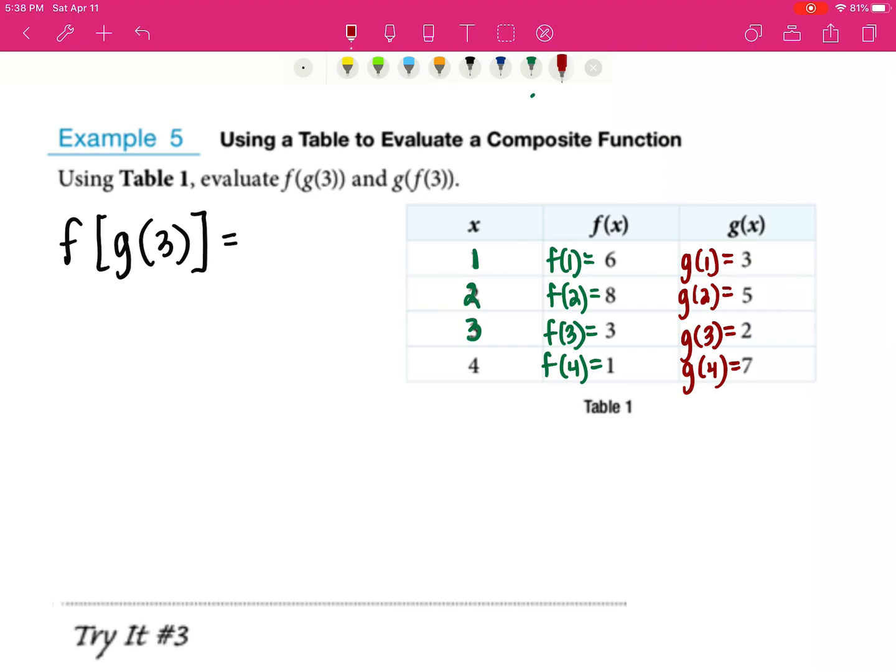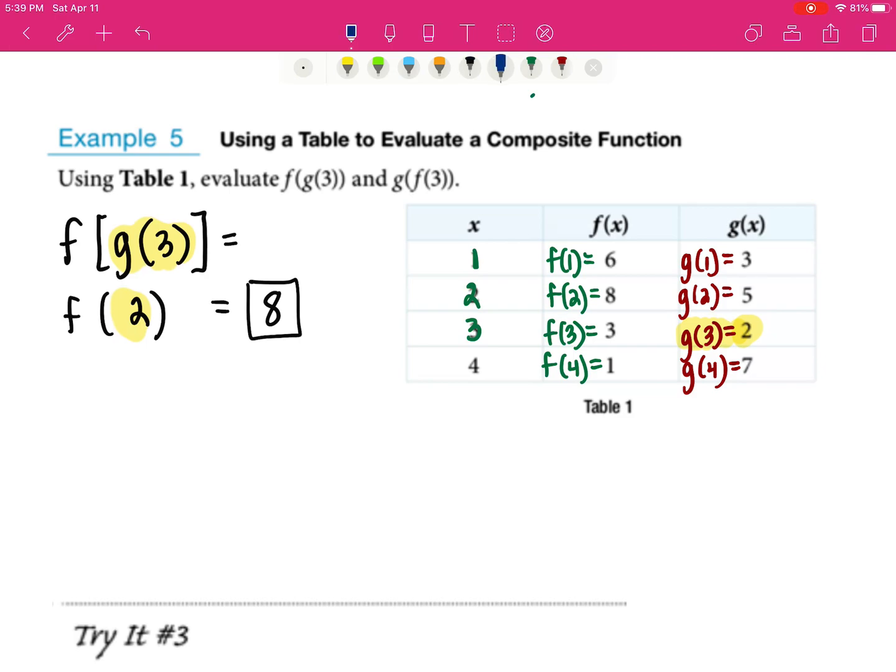So when we're asked to find g of 3 and put that result into f, g of 3 is 2. So that means f of 2. We're just replacing g of 3 with a 2, since g of 3 equals 2. So when we put a 2 into f, f of 2 is equal to 8.